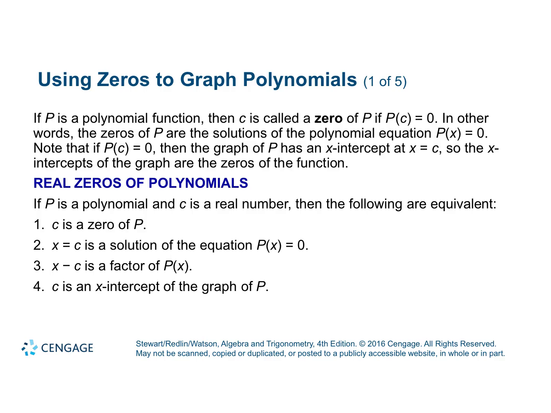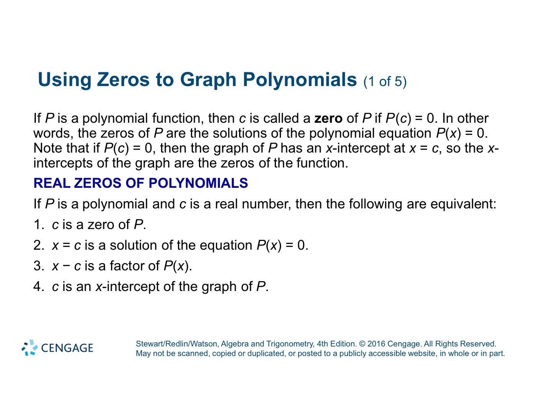On how to find the zeros of the graph and how we're going to use the zeros of the graph for the polynomial. So if p is a polynomial function, then c is called a zero of p if p of c equals 0. In other words, the zeros of p are the solutions of the polynomial equation, kind of like how you would factor it usually. P of x is equal to 0. Note that if p of c is equal to 0, then the graph of p has an x-intercept at x is equal to c. So the x-intercepts of the graph are the zeros of the function.